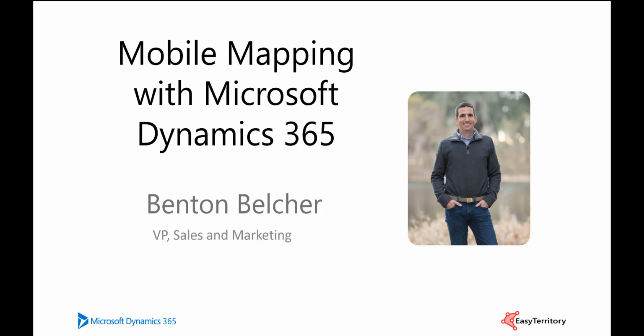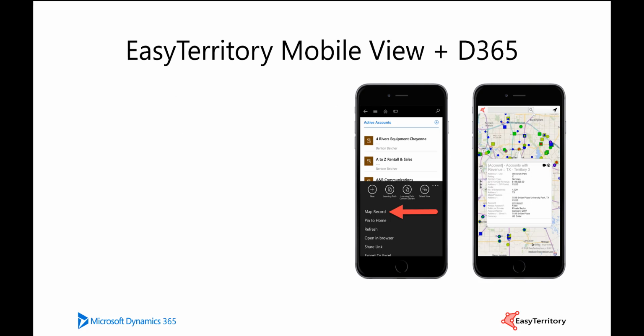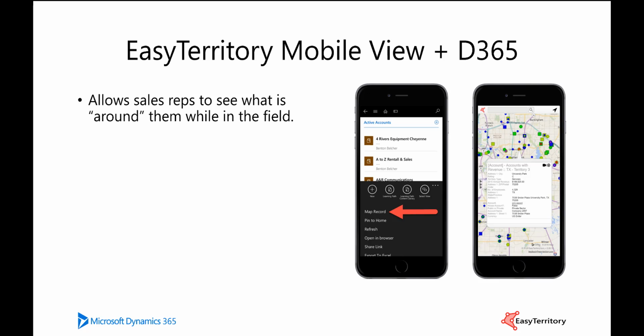And today I'm going to talk to you about mobile mapping with Microsoft Dynamics 365. Mobile mapping has been a very hot topic recently. The primary use case is that a sales rep's out in the field and something's changed on them. For example, an appointment's been canceled, and they want to be able to quickly pull up a map to see what other leads or accounts are near them.